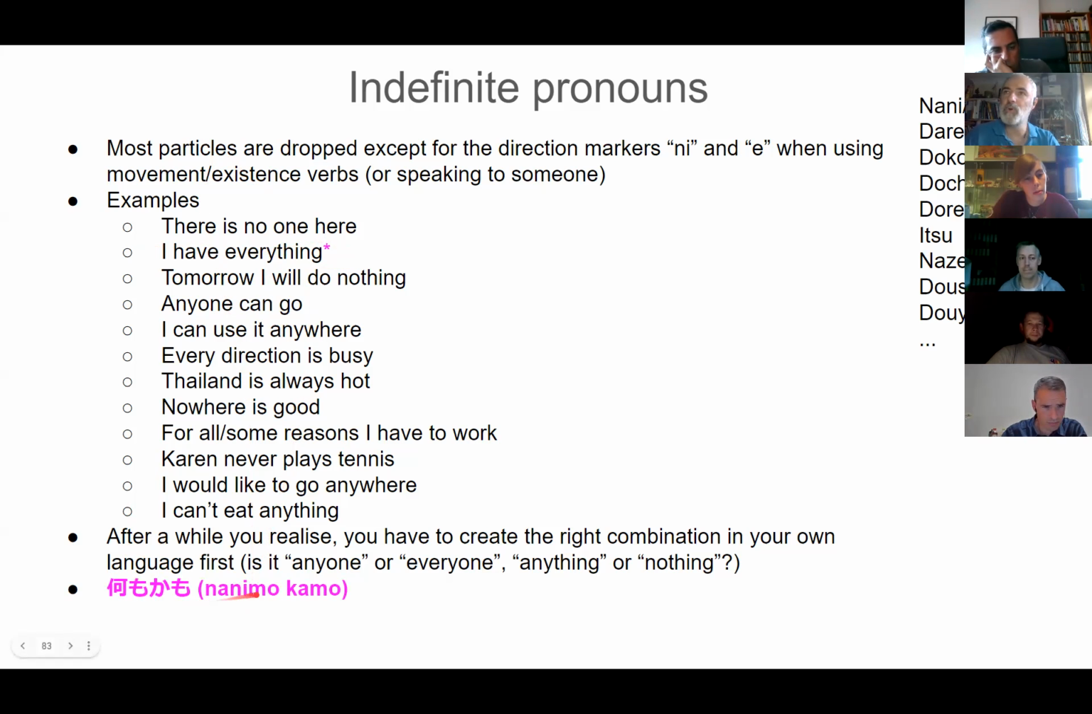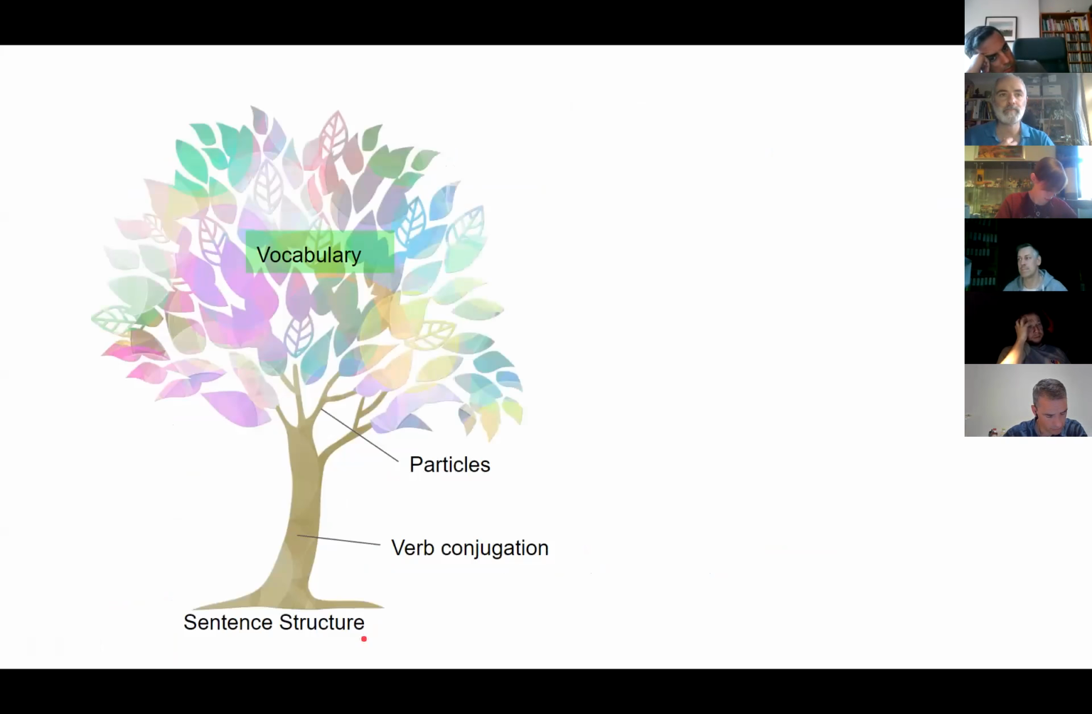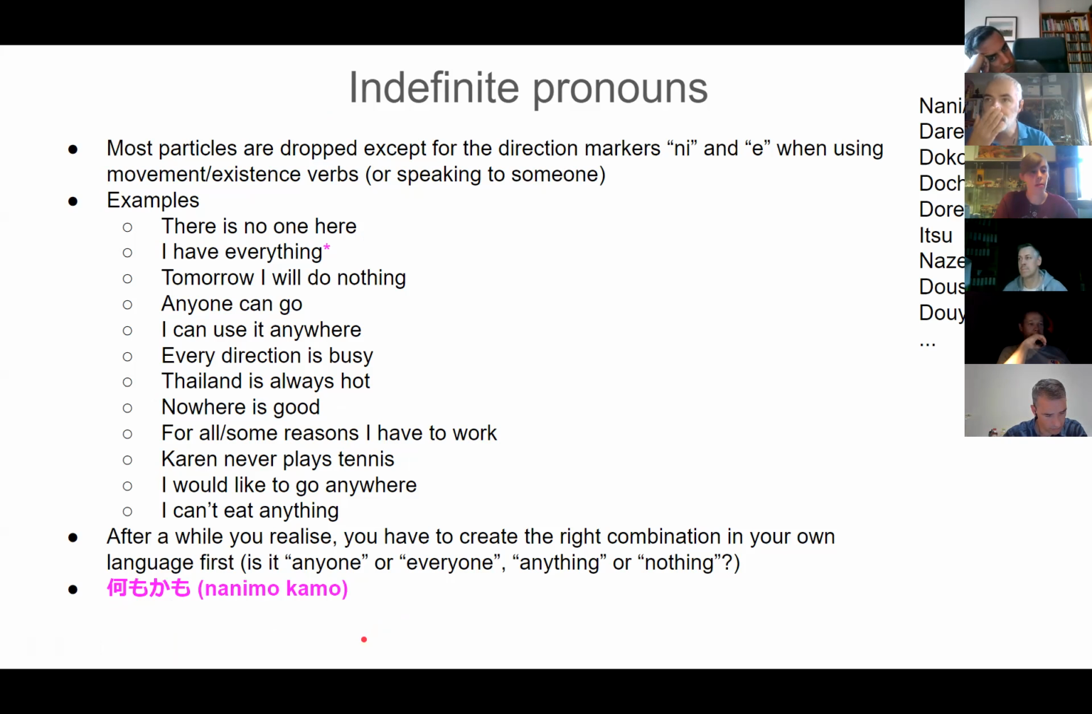Okay, so I have everything. If you use nani mo and then arimasu, if you're using the negative, then you can say nani mo arimasen. If you want to say I have nothing, nani mo arimasen. But if you want to use this in the affirmative, then what you should say is nani mo kamo arimasu. Now, the fact that this is long means most people don't say it, which is why you very rarely hear it. Usually people say zenbu arimasu. I have everything. Zenbu arimasu.